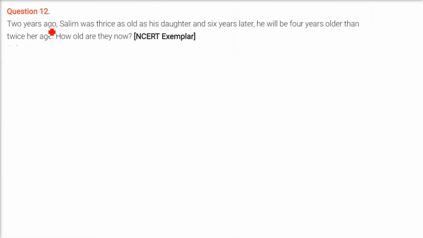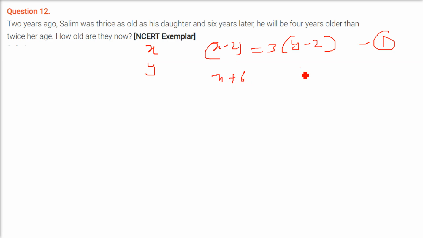2 years ago, Salim was thrice as old as his daughter. So if we take Salim's age as x and daughter's age as y, then 2 years ago, that is x minus 2 and y minus 2, for Salim and daughter. Salim was thrice as old as his daughter. This is the first equation.